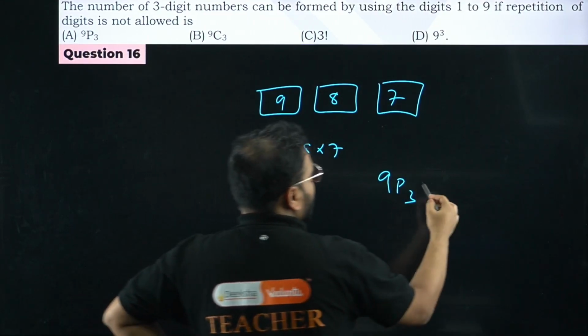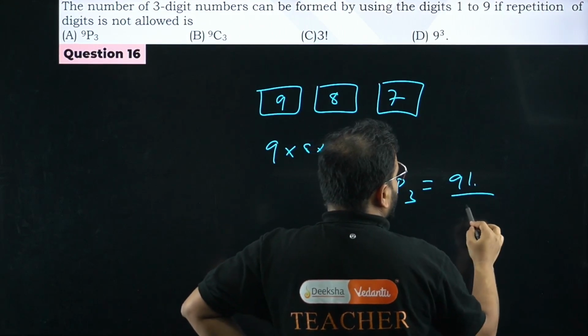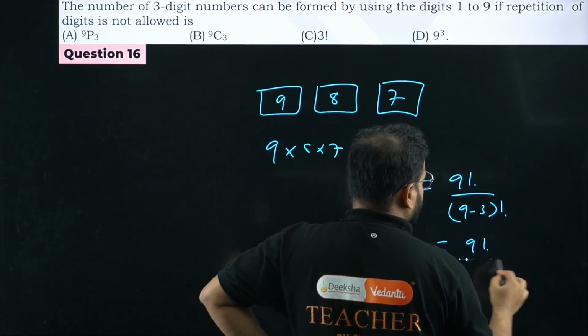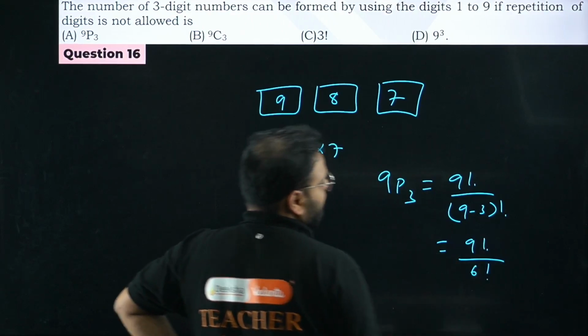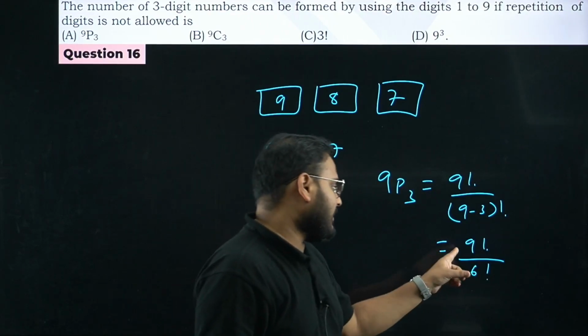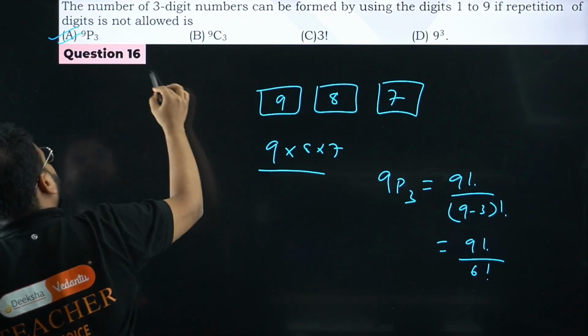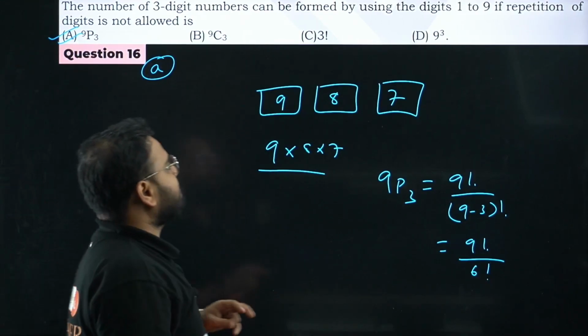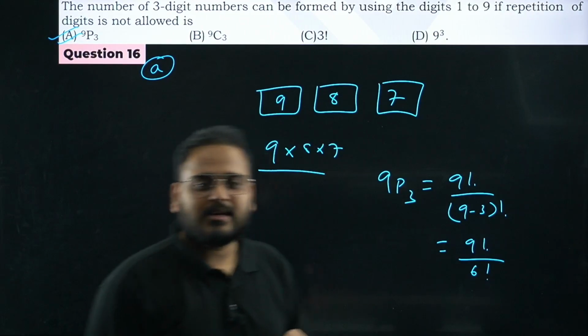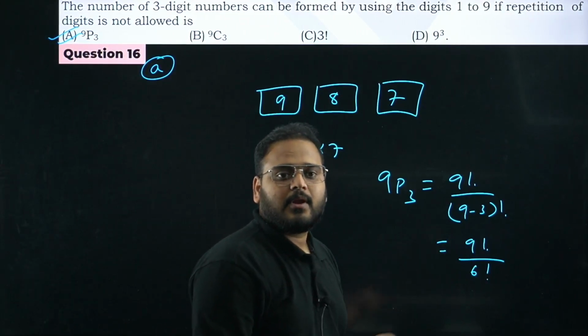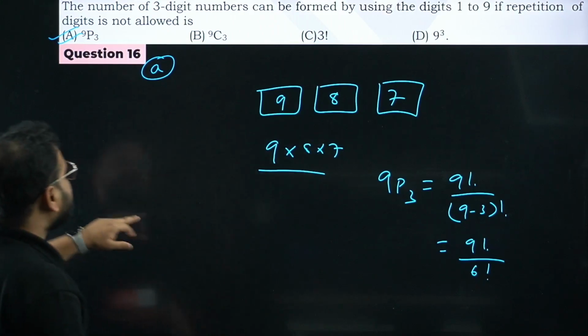What is it going to be? Have a look. 9 factorial divided by (9 minus 3) factorial, which is 9 factorial by 6 factorial. What are you going to have left over here? 9 into 8 into 7. What is the answer? Option A. Simple? Very simple. Please check. Alright, let's move on to question number 17 quickly.